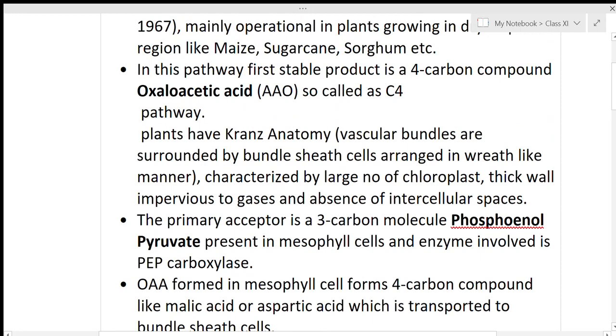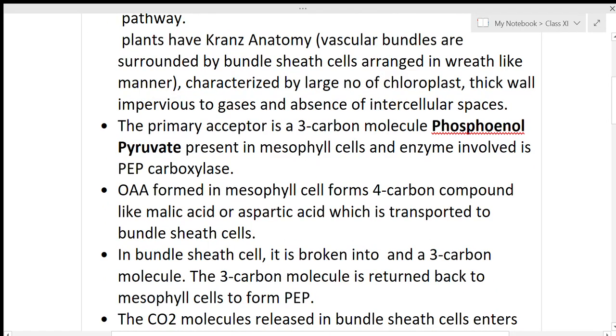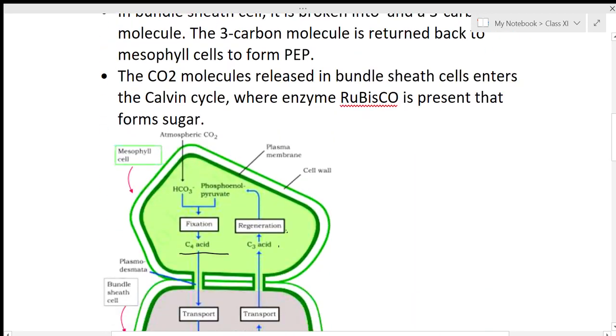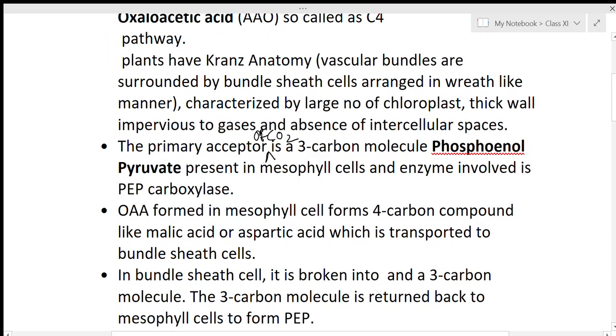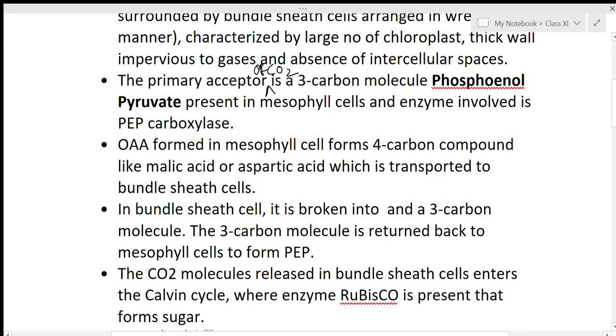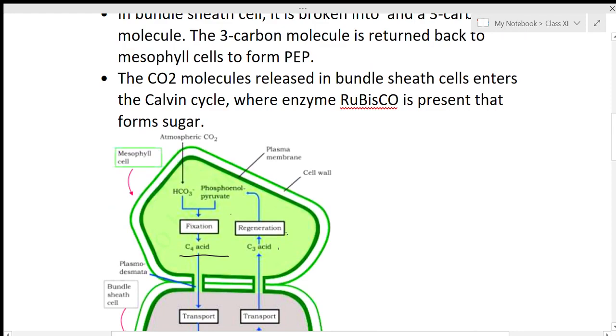Okay, so I was explaining here the primary acceptor of CO2. This CO2 is accepted by the phosphoenol pyruvate. Clear? The primary acceptor of CO2 is a 3 carbon molecule, that is phosphoenol pyruvate, which is present in the mesophyll cell. The enzyme involved is PEP carboxylase.